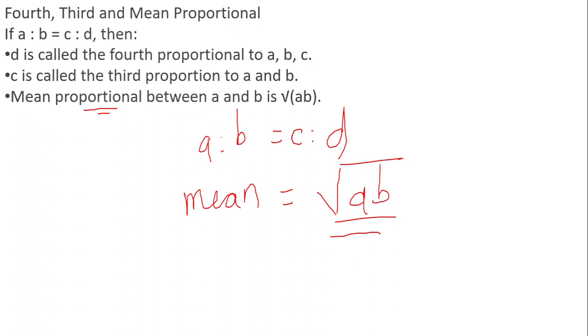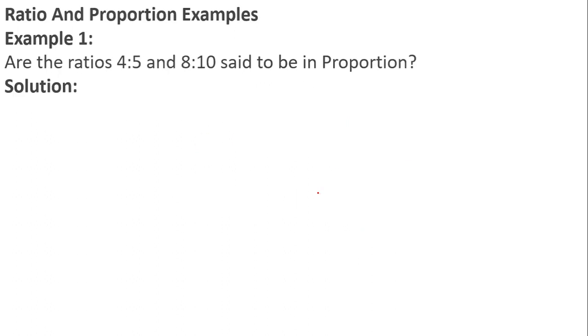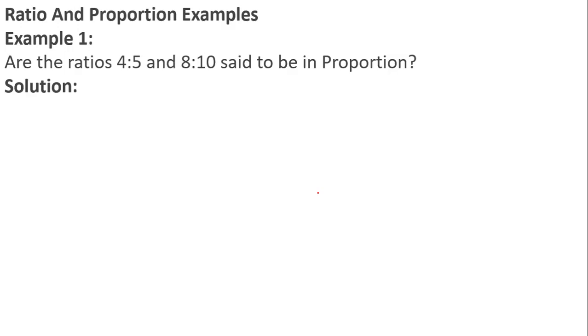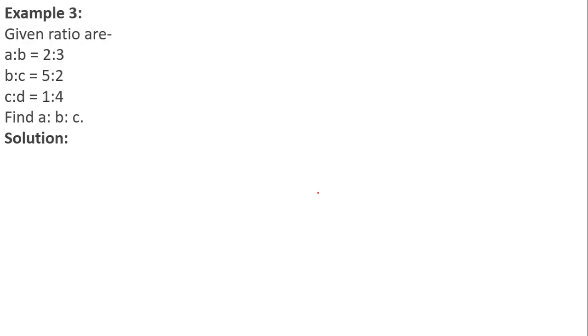Okay, so these were the few concepts that I wanted to tell you. This is the question that I give you as homework. Ratio and proportion example number 1: are the ratios 4 by 5 and 8 by 10 said to be in proportion or not? Question number 2 for homework is, are the two ratios 8 by 10 and 7 by 10 in proportion? And the third question is, given ratios a by b, b by c, and c by d, whose values are given, you have to find the values of a, b, c. So this is an important question.